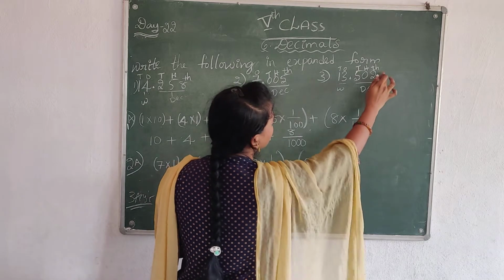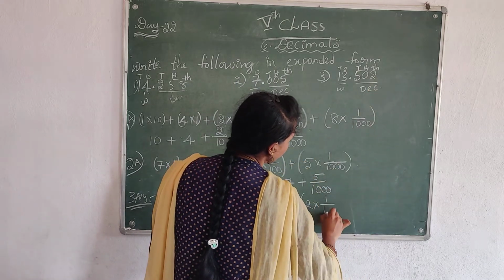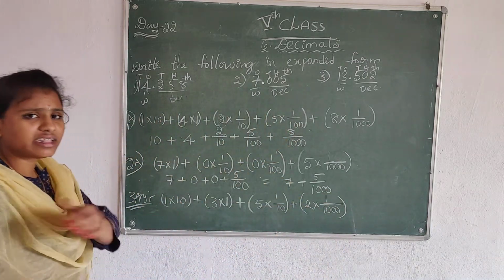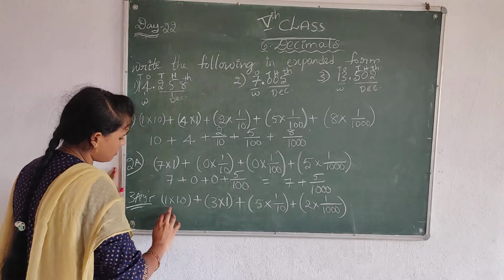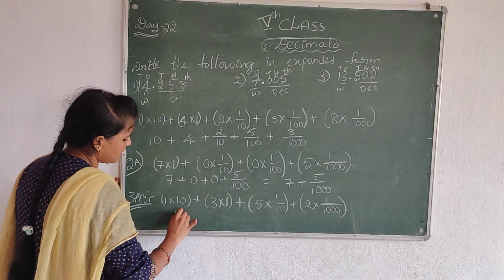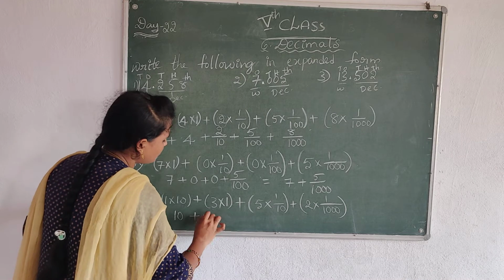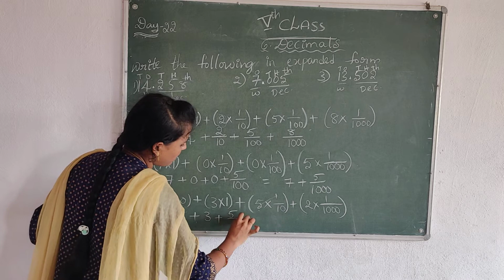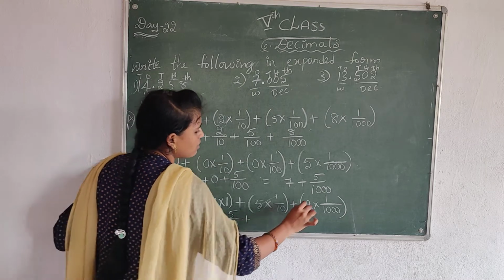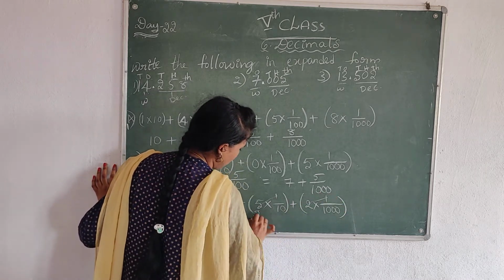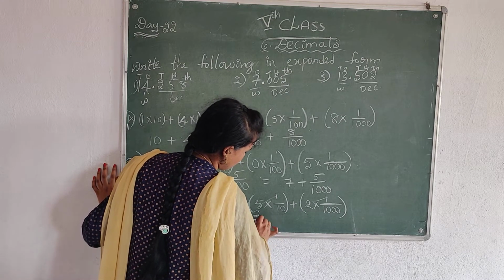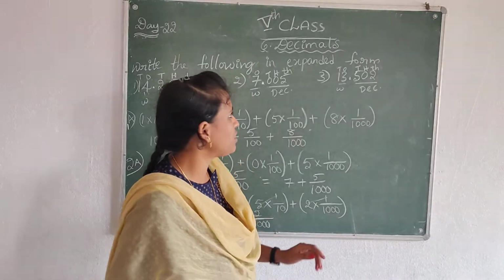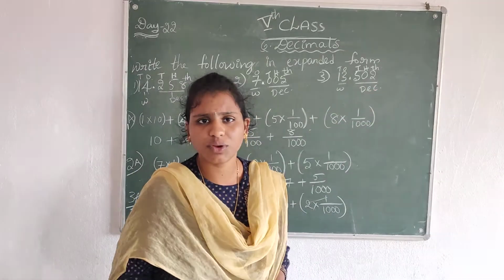2 into thousands, that means 1 by 1000. Let's multiply the numbers inside the brackets. 1 into 10 is 10 plus 3 ones is 3 plus 5 into 1, 5 by 10 plus 2 into 1, 2 by 1000. We don't have a 100th place here because the 100th place is 0.